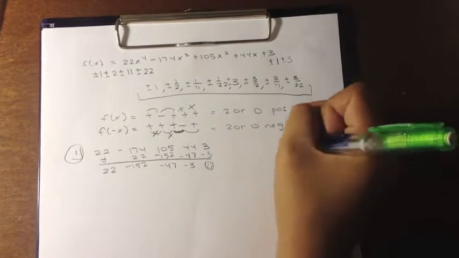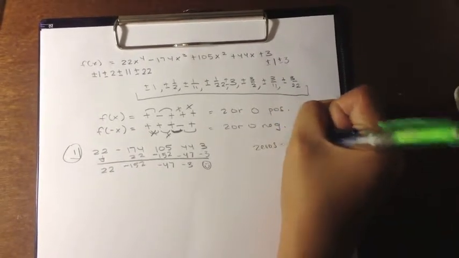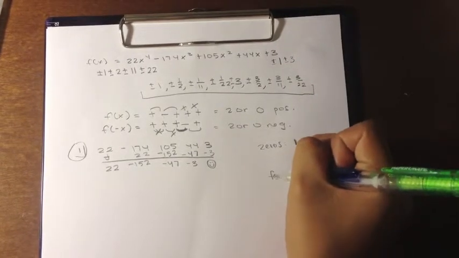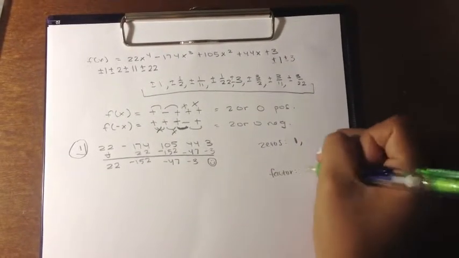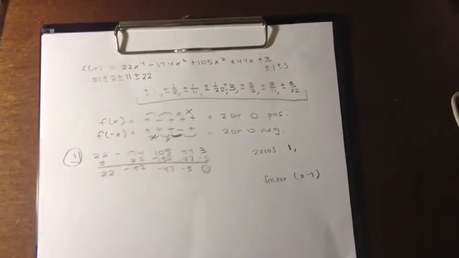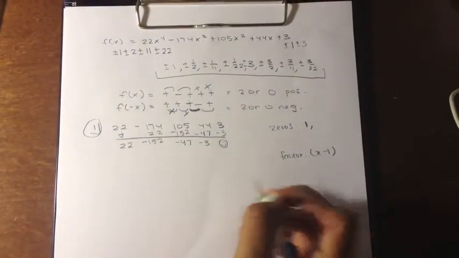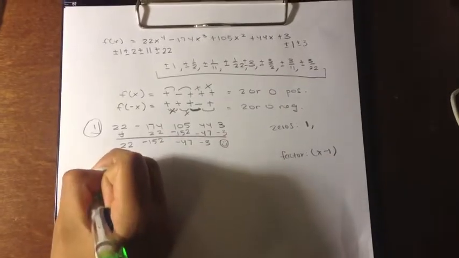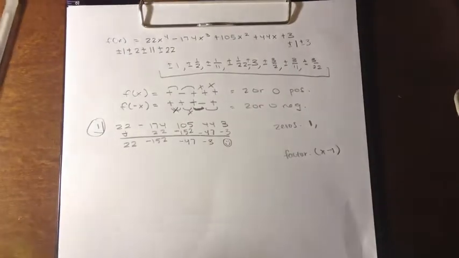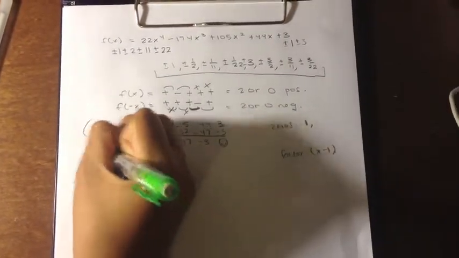So here we can write our zeros on the side. So that would be 1. And then if we factor it, x minus 1. After, we can try negative 1. We can try it up here actually. So we try it with our new row. So negative 1.